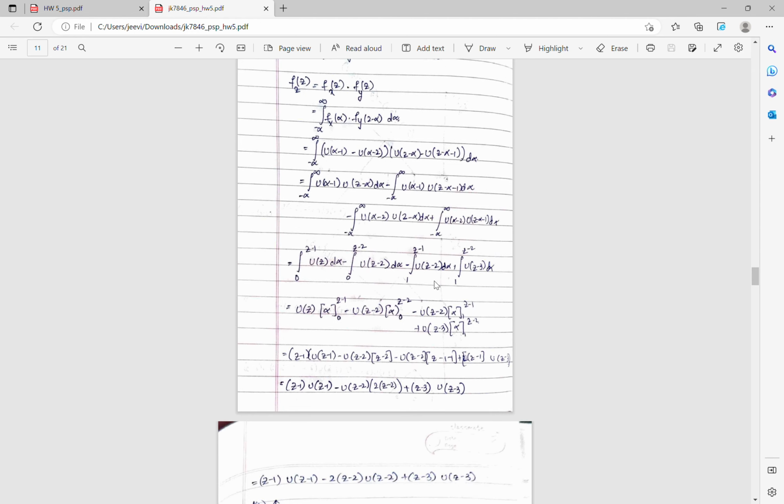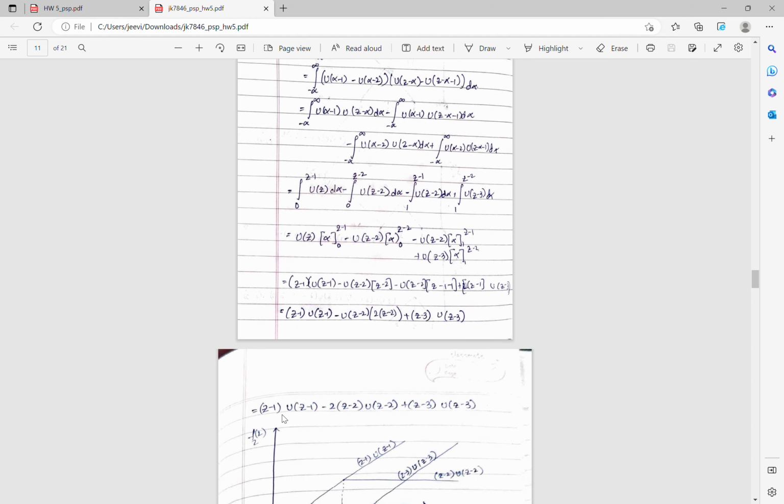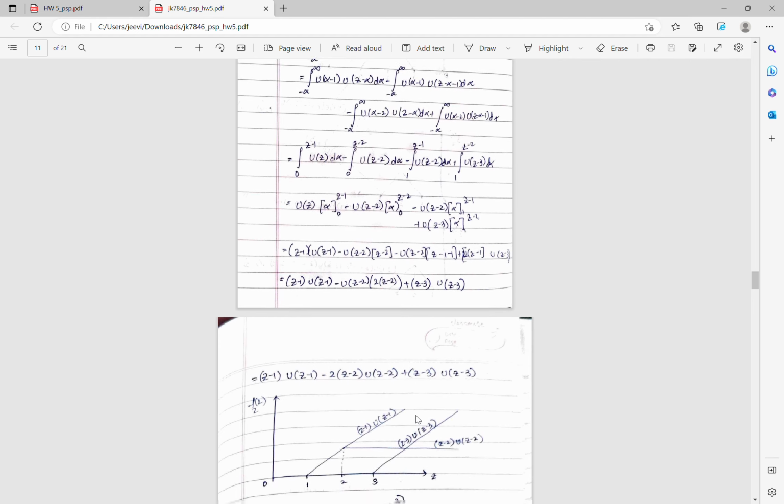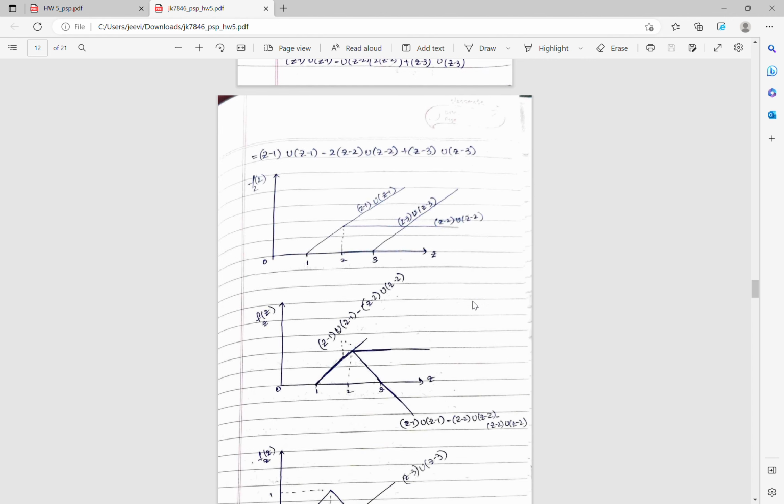If we do the integration and solve this, we get the equation as z minus 1 into u of z minus 1, minus 2 into z minus 2 into u of z minus 2, plus z minus 3 into u of z minus 3. In order to represent this equation, we'll go through a series of graphs. For the probability density function of z, we will take that on the y-axis, and on the x-axis we'll take the values of z.